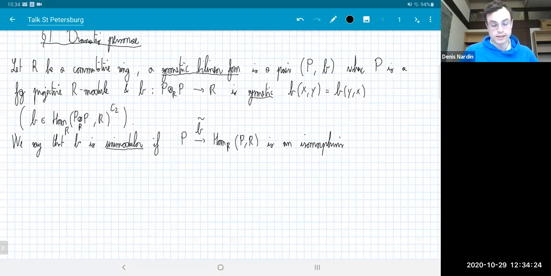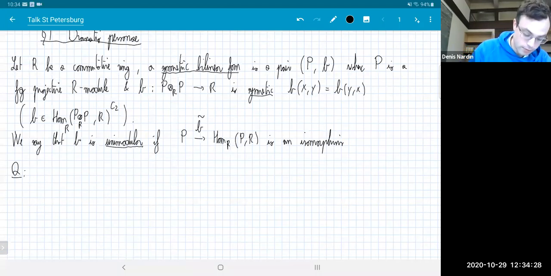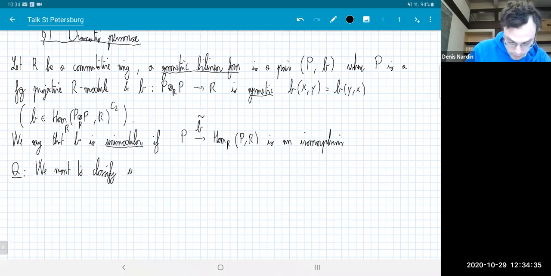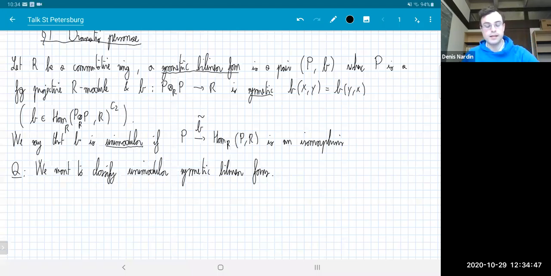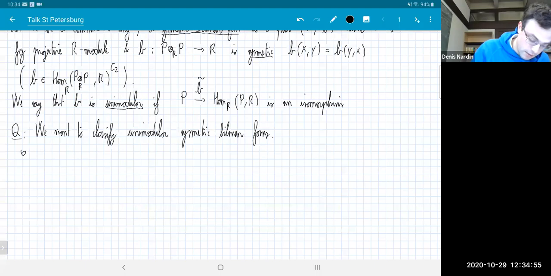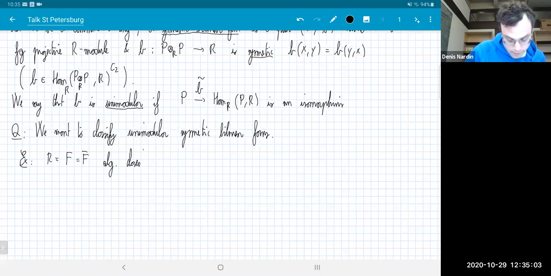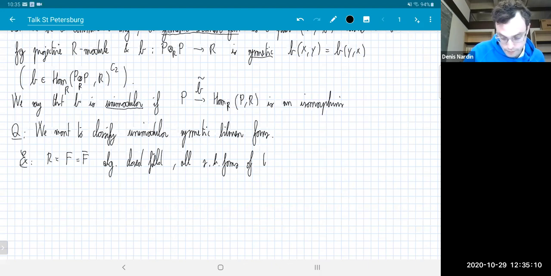Okay, so we are interested in classifying unimodular symmetric bilinear forms. And you should remember some results from your undergrad years. So for example, when R is an algebraically closed field, all unimodular symmetric bilinear forms of the same rank, by rank I mean the rank of the projective module, of course, are isomorphic.